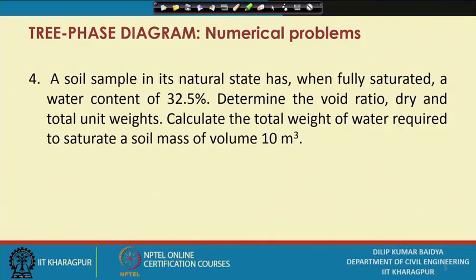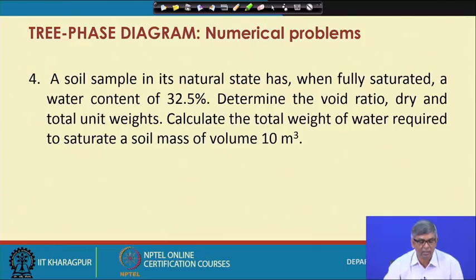The soil sample in its natural state has, when fully saturated, a water content of 32.5%. Determine the void ratio, dry and total unit weights. Calculate the total weight of water required to saturate a soil mass of volume 10 meter cube. So, this is the thing, only water content is given at saturated condition.